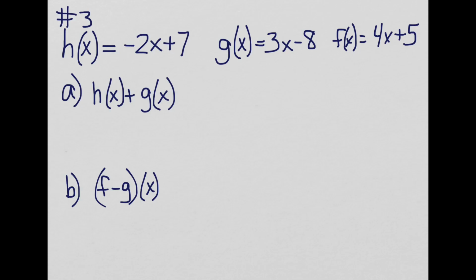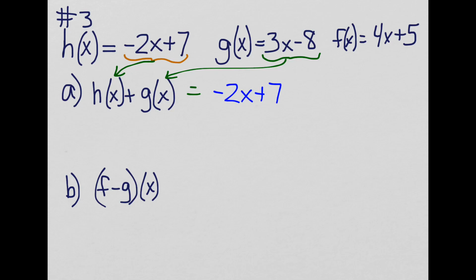Well, think about this like substitution, right? What does h of x equal? It equals all this stuff. What does g of x equal? It equals all of this stuff. If we're going to add them together, we're going to kind of like substitute all this stuff and all this stuff. So this is what it's going to look like. We're going to get negative 2x plus 7 plus 3x minus 8 because I have added h of x plus g of x. Now you can't just leave it that way.